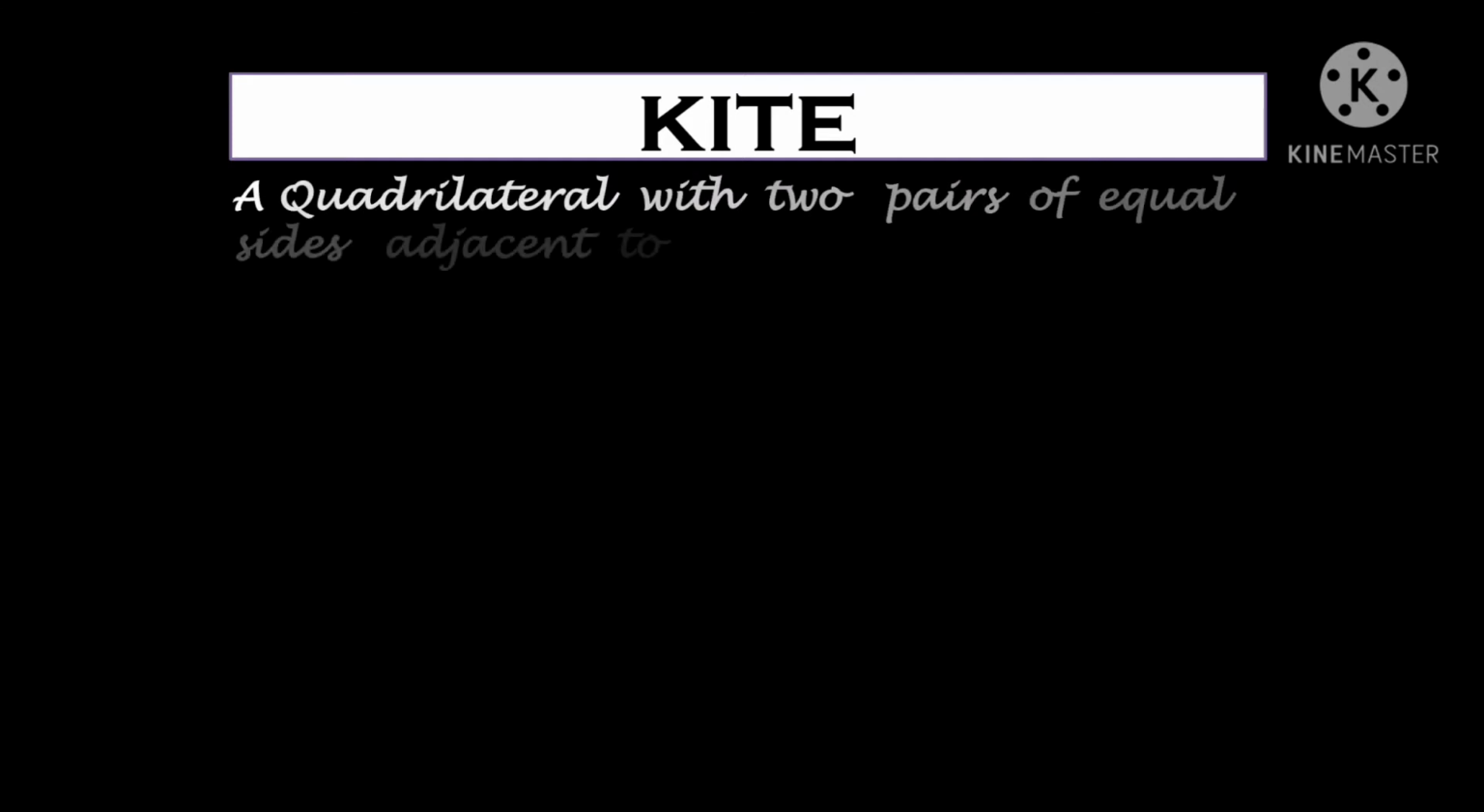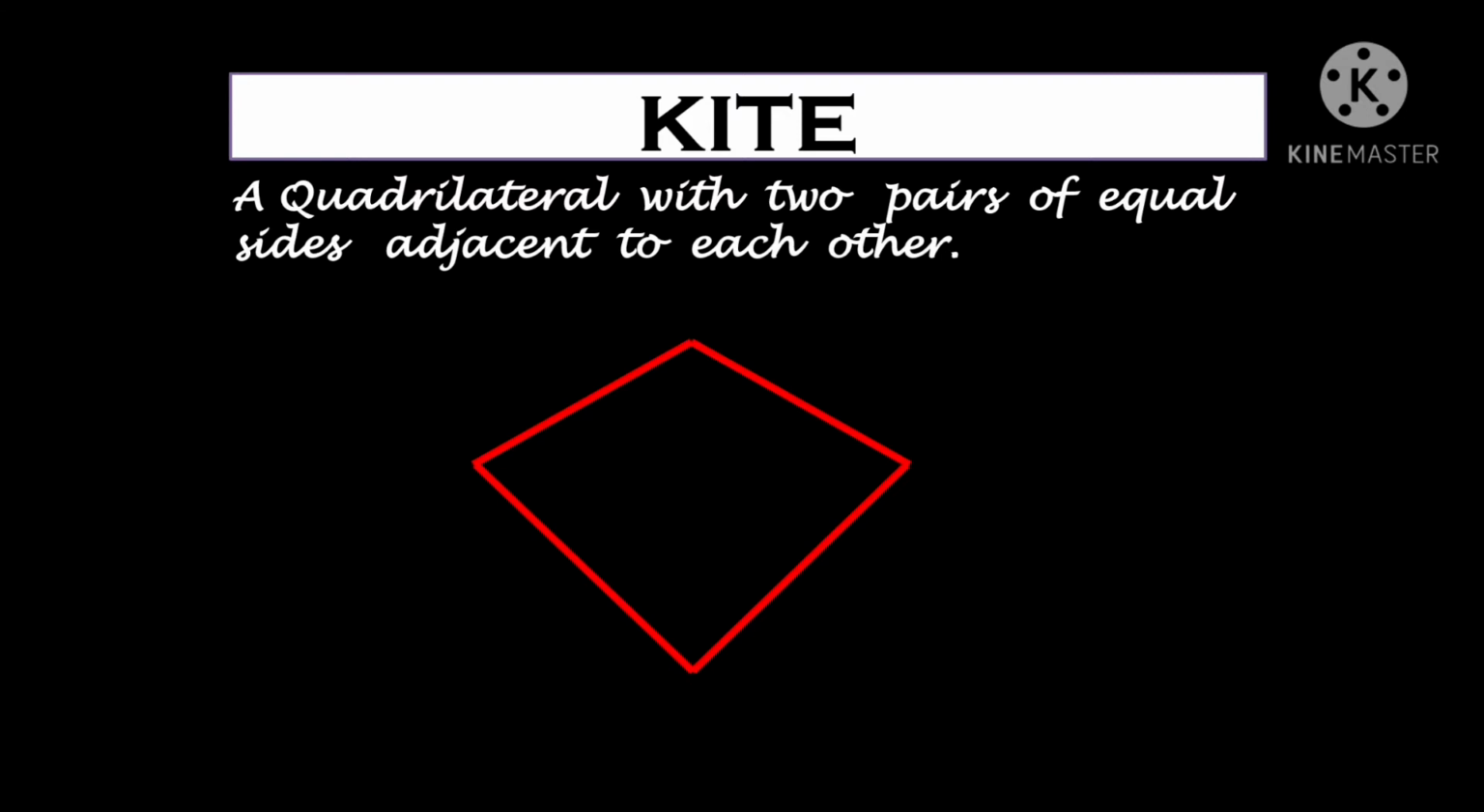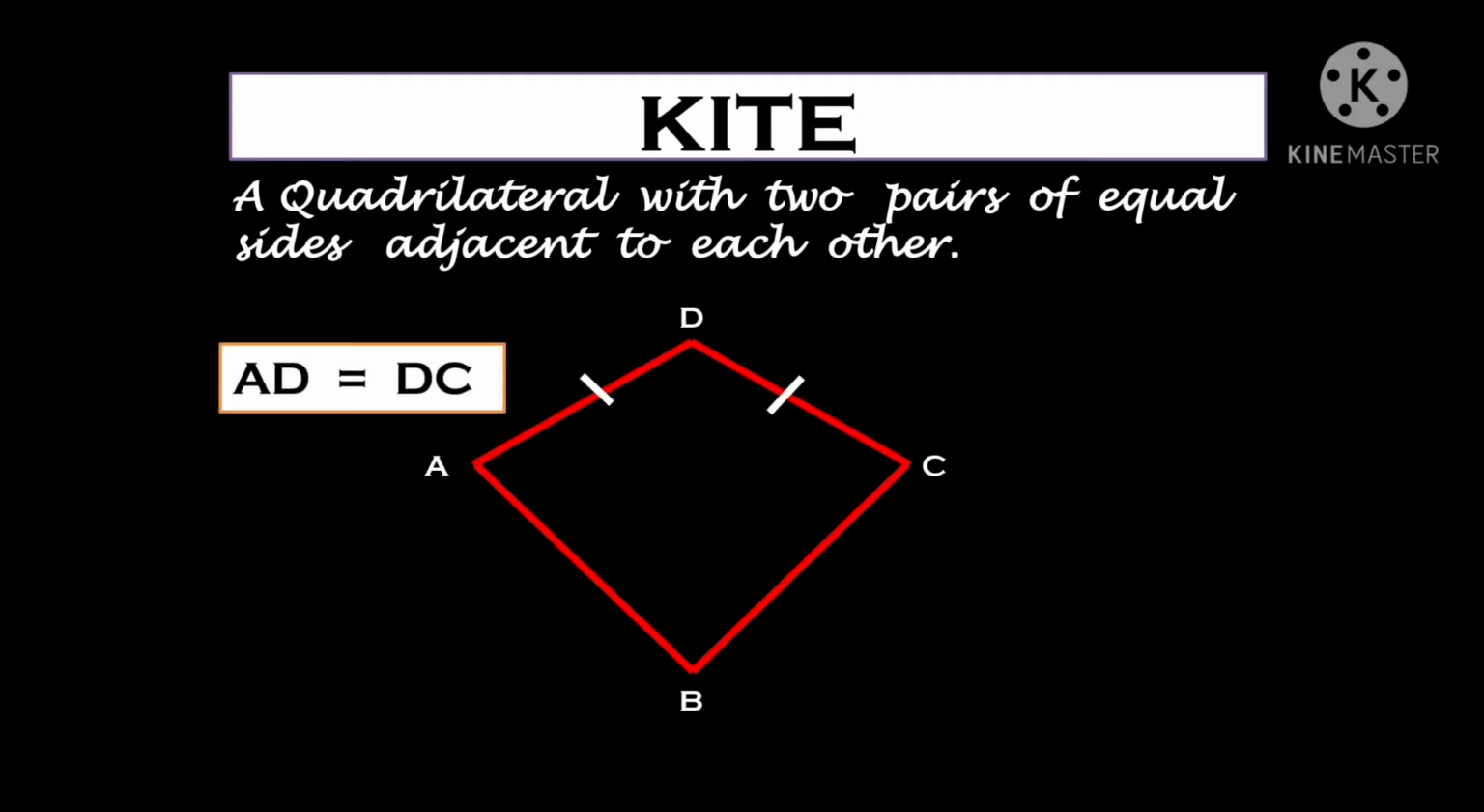Next, a kite. It's a quadrilateral with the 2 pairs of equal sides adjacent to each other. Let's consider the figure and just name it ABCD. In this one, 2 adjacent sides we'll take are AD and DC. Here we see that these 2 are equal to each other. So AD equals DC. This is 1 pair of adjacent sides.